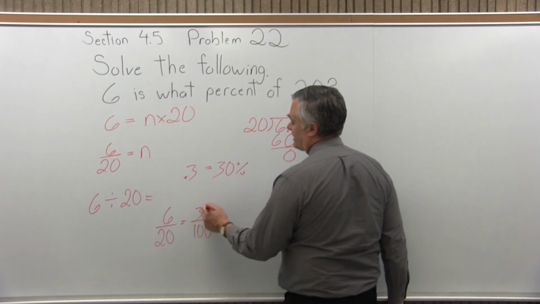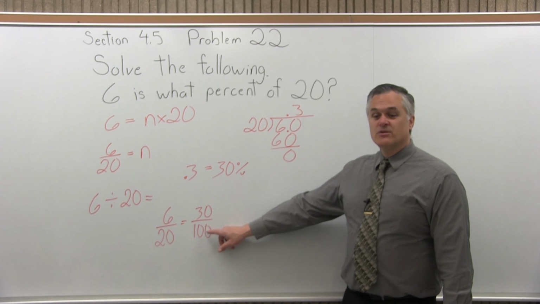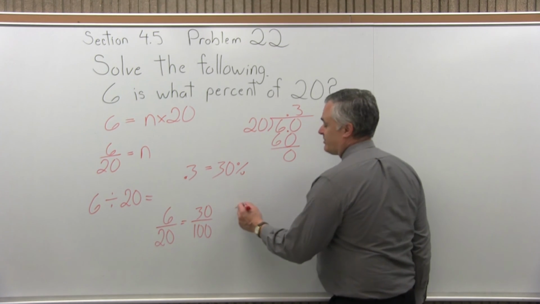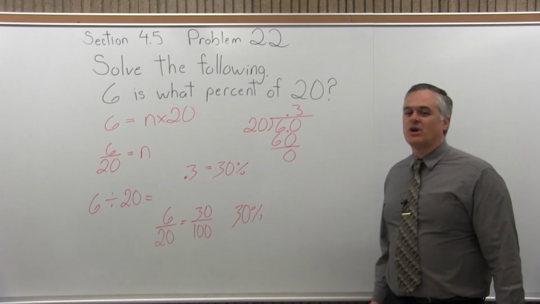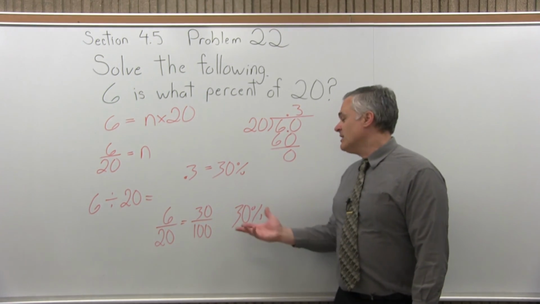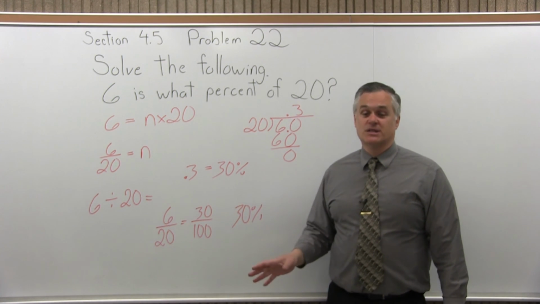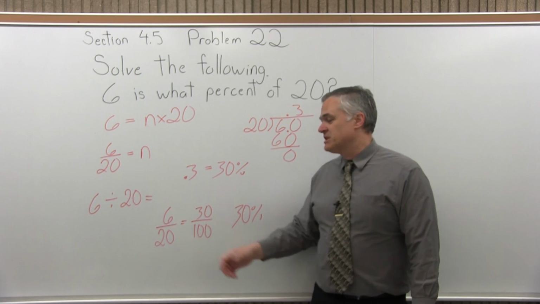6 times 5 is 30. I have 30 over 100. When the denominator is 100, the numerator is the percent. 30%. I get the same answer a little quicker if I notice that I can make the denominator 100 easily. Sometimes you can't make the denominator 100 easily. And even when you can, you might not notice it. So if you don't notice, not the end of the world. You get the answer. If you do notice, you get the answer a little quicker.